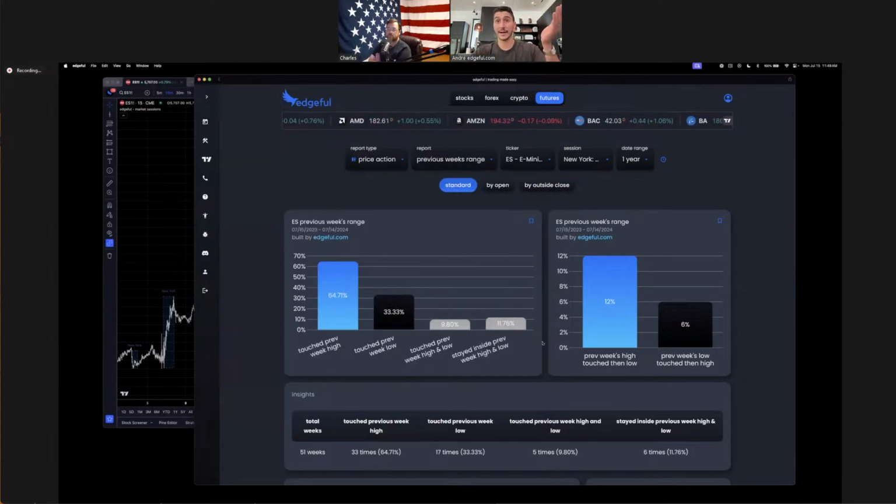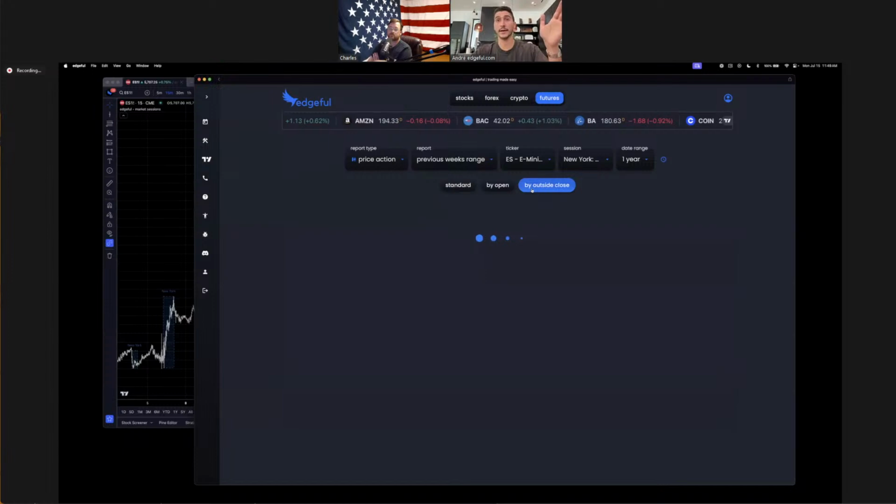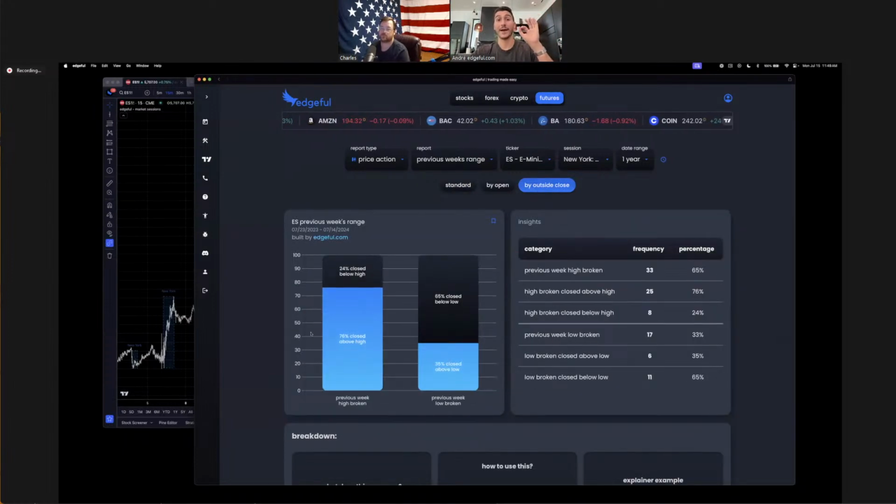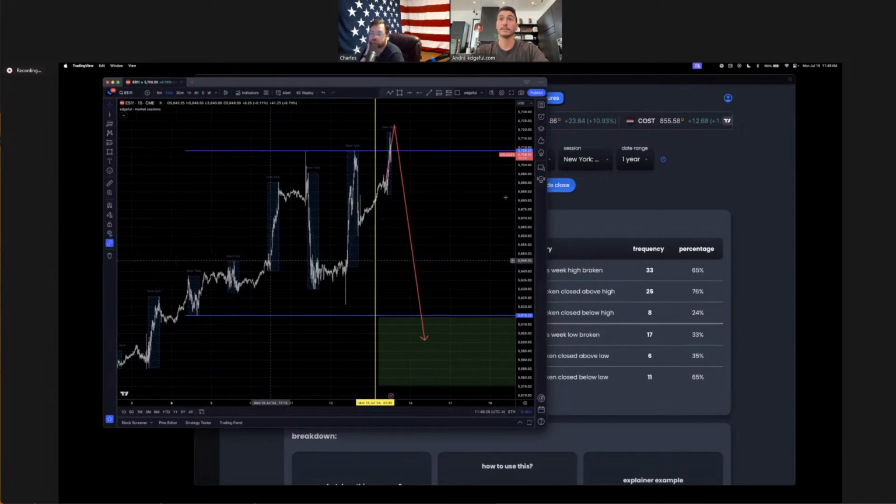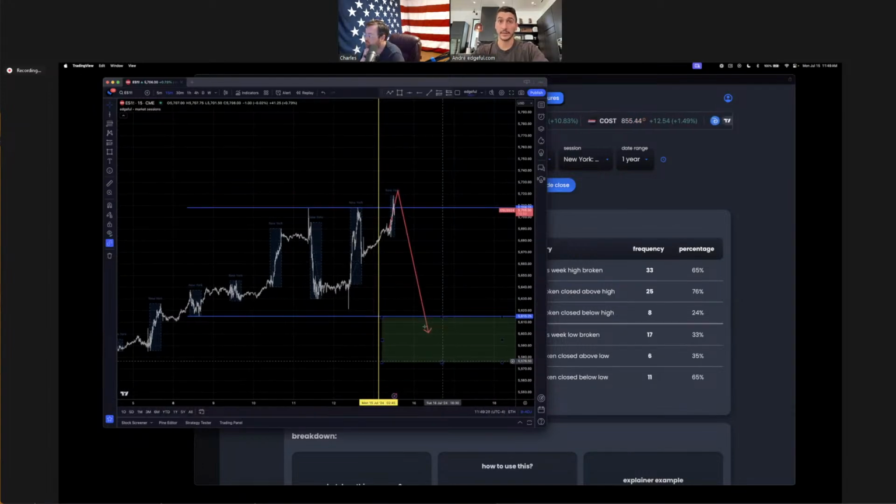So this is something that I really like to look at. The other thing is the outside close variant of this report. You click on that. So now this checks for every time in the last year that price has broken that previous week's high, 76% of the time it has closed above that high. So now, not only is the odds of it getting down here very low, but the odds of it closing above this previous week's high is very high. Does that make sense? Yeah.